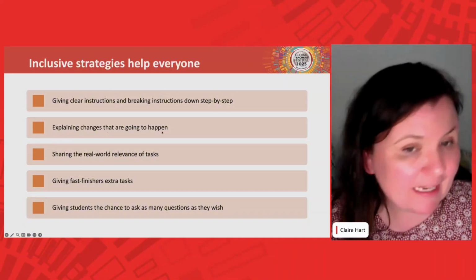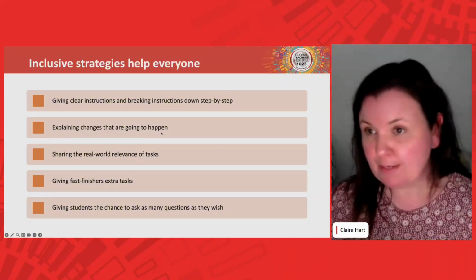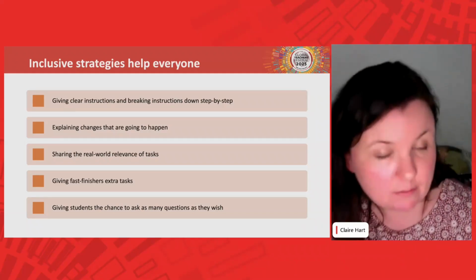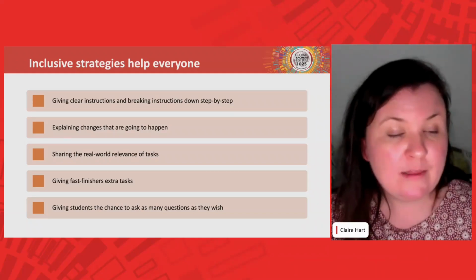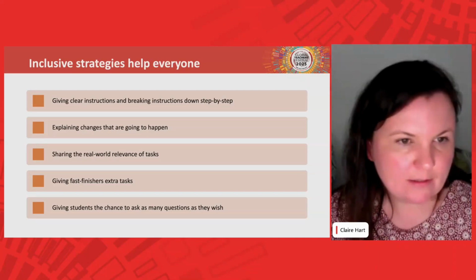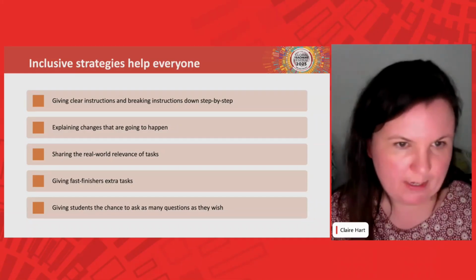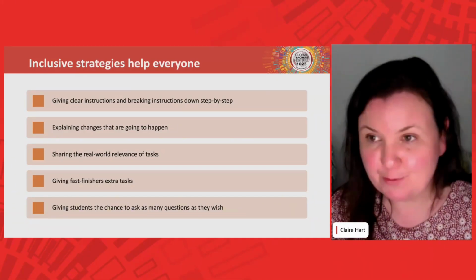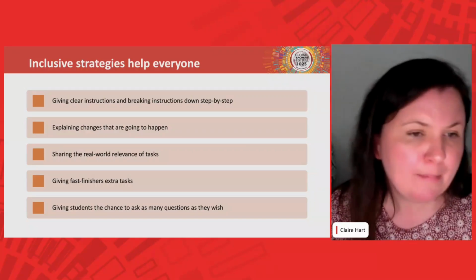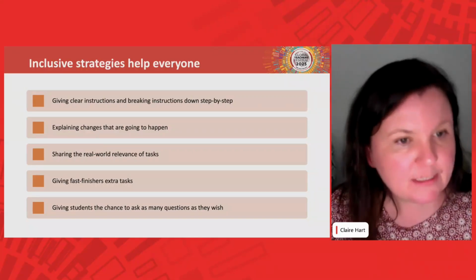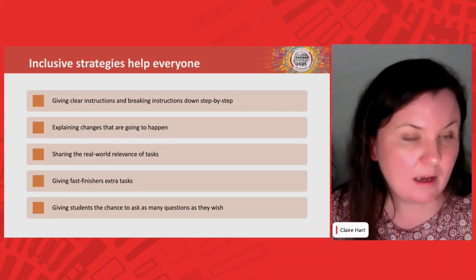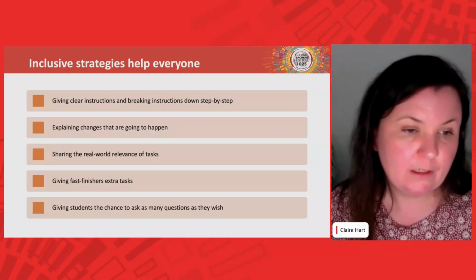Explaining changes that are going to happen. For example, from next week, our lessons will be taking place in room X. We won't be in room Y, and that's because of building work in room Y. And we'll be in room X for 6 weeks, and then we'll be back to room Y. This is, of course, helpful for everyone. When change is happening, it's helpful for everyone to know why and what's happening. But it's especially important for autistic people who find change very unsettling and need that explanation.